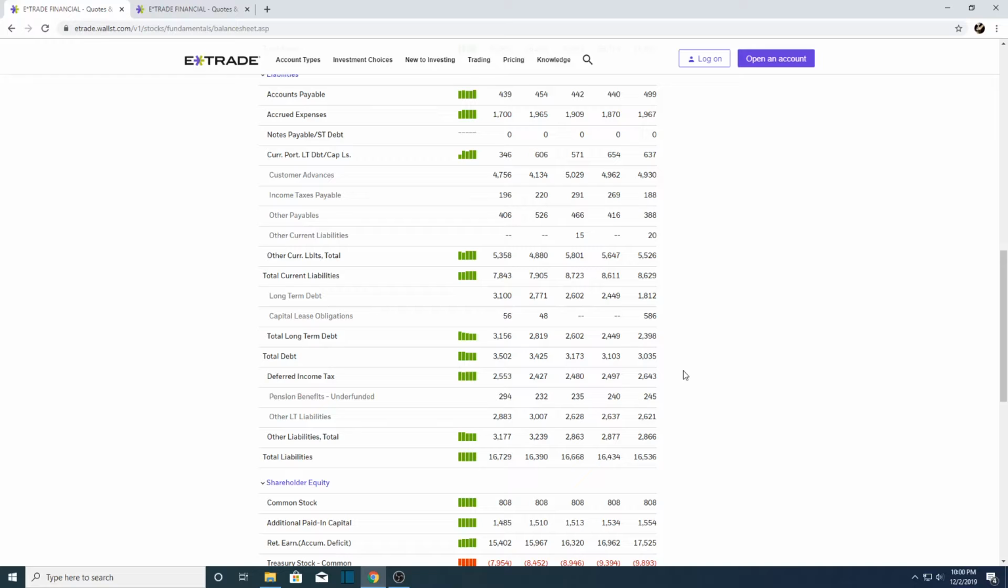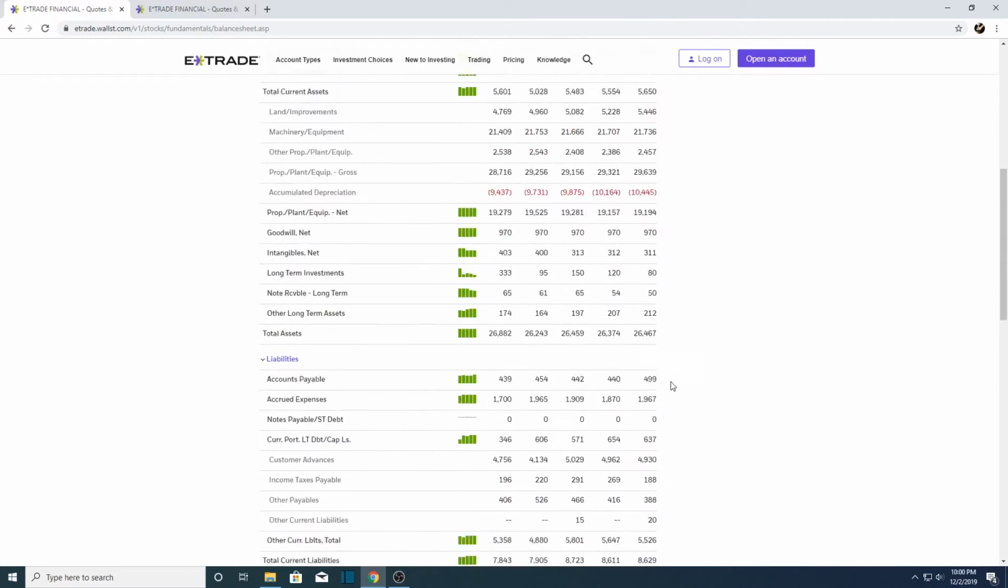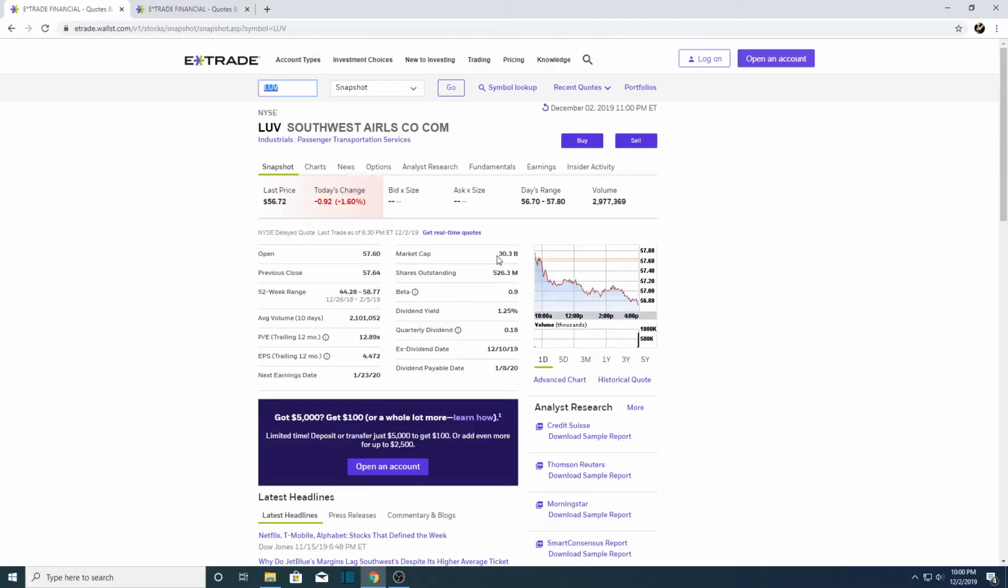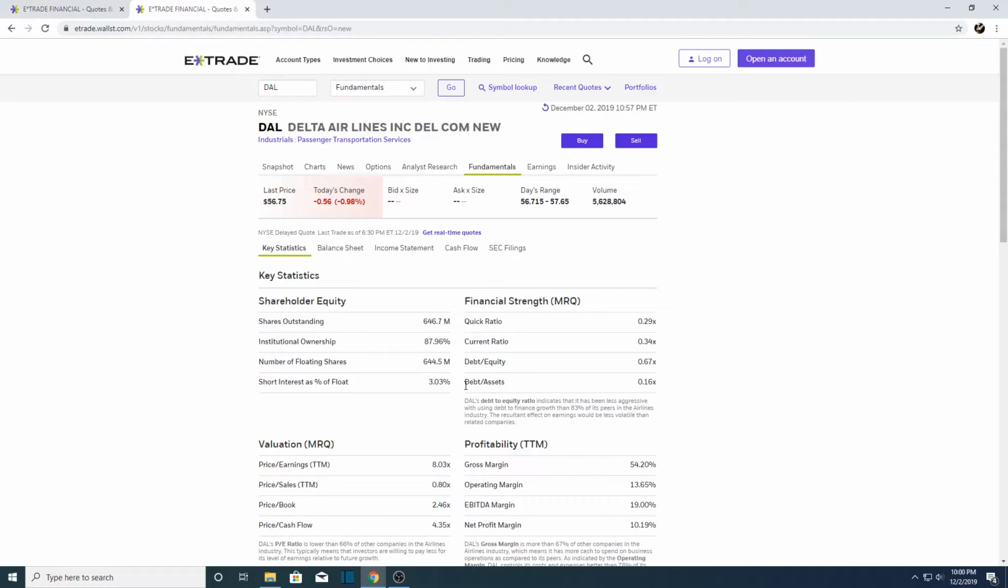For a little bit of context to this, I believe Southwest Airlines is around a $25 billion company. Probably could have checked that earlier. $30 billion company, a little bit larger than what I thought. If we go over to Delta, like I said, they trade at 8 times earnings, which seems quite low, but that's actually not uncommon for this industry.